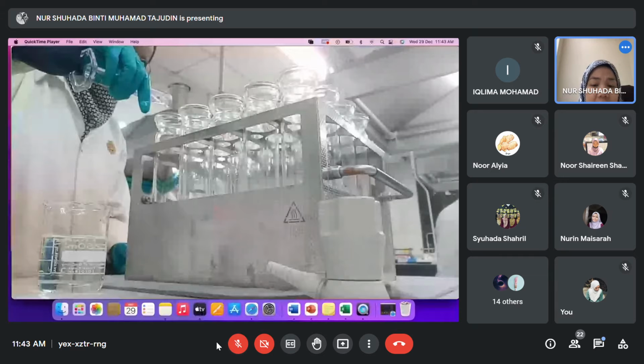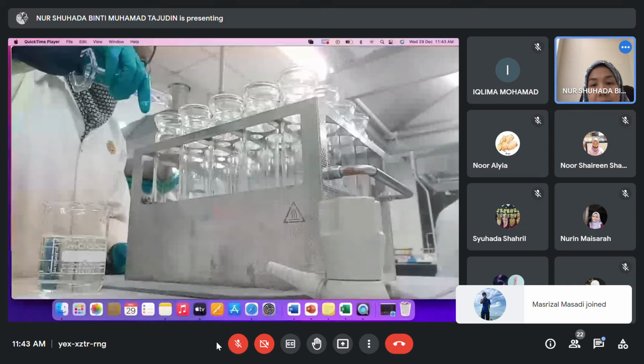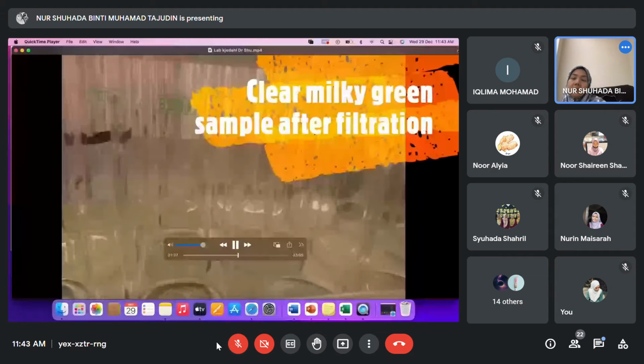Nampak tu acid dia. Then we have to filter the sample. So dekat bawah ni kita ada what we call as the digested samples. Air dia dah jernih dah. So this is the samples that we have filter. This is the digestion block yang kosong tadi. Then the next stage adalah kita nak pakai what we call as distillation.